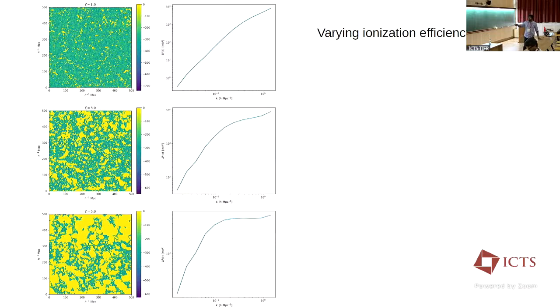Now you see that, depending on the ionization fractions, the nature of the power spectrum as a function of k, the wave number, changes quite significantly. So there is a significant impact of the zeta parameter on the power spectrum, which is good. Given a measurement, we can now actually constrain zeta.